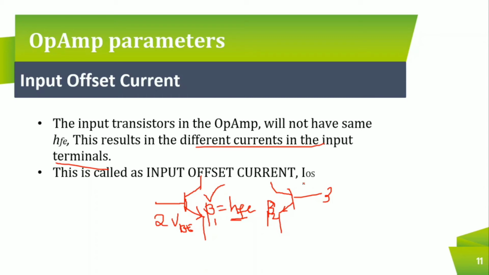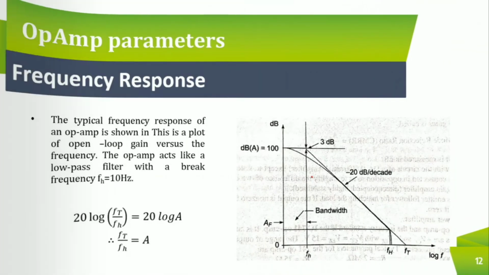Because of this, if I take this as the op-amp, and this is terminal 2 and this is terminal 3, the current flowing through terminal 2 and terminal 3 might be different. And this is called input offset current, which is termed as IOS.